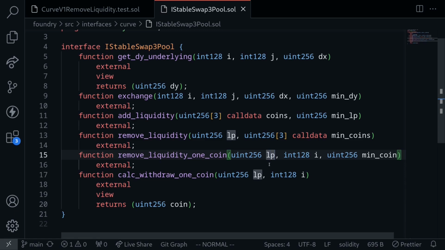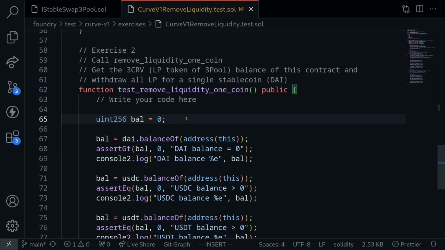Passing in the LP amount, this amount will be the LP balance locked inside the test contract. Specify the index of the token that you're withdrawing. Inside the stable swap repo, DAI has index equal to 0. And then the minimum amount of DAI that you expect to get back. For this exercise, we'll keep it simple, and you can put in 0, 1, or whatever number you want. Okay, let's go over the solution for calling the function remove_liquidity_one_coin.